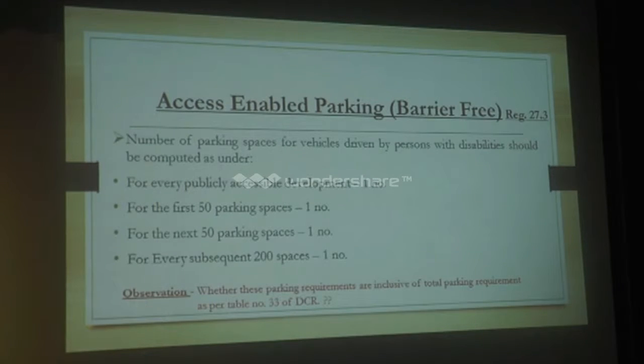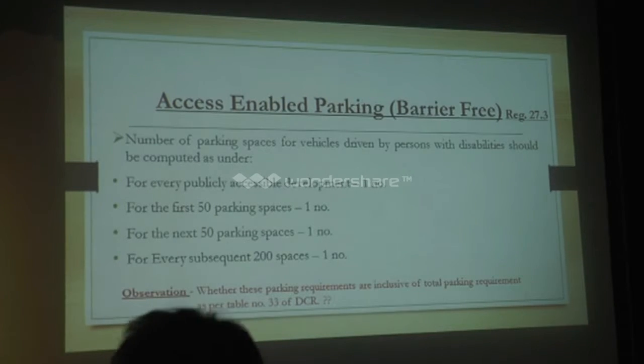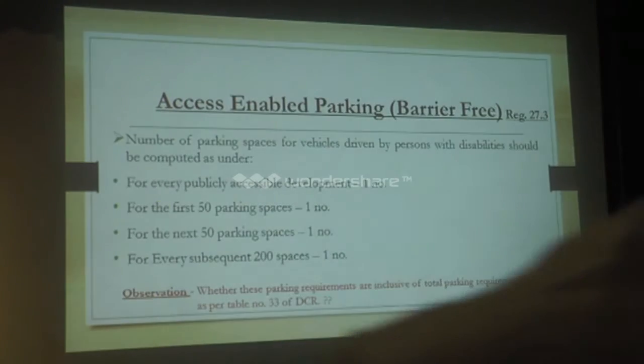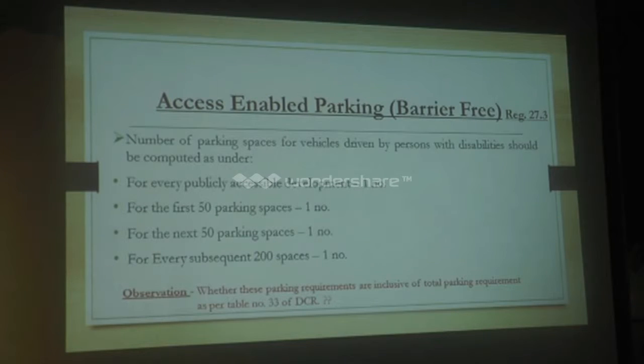Access-enabled parking. This is barrier-free parking which we have to provide. The number of parking spaces for vehicles used by persons with disability should be computed as follows. One space we have to provide for every publicly accessible development. Then one additional for the first 50 parkings. Then one additional for the next 50 parkings. For every subsequent 200 spaces, we have to provide one additional. Note here whether the parking requirement is inclusive of DCR 33, which is mentioned in DCR 33.